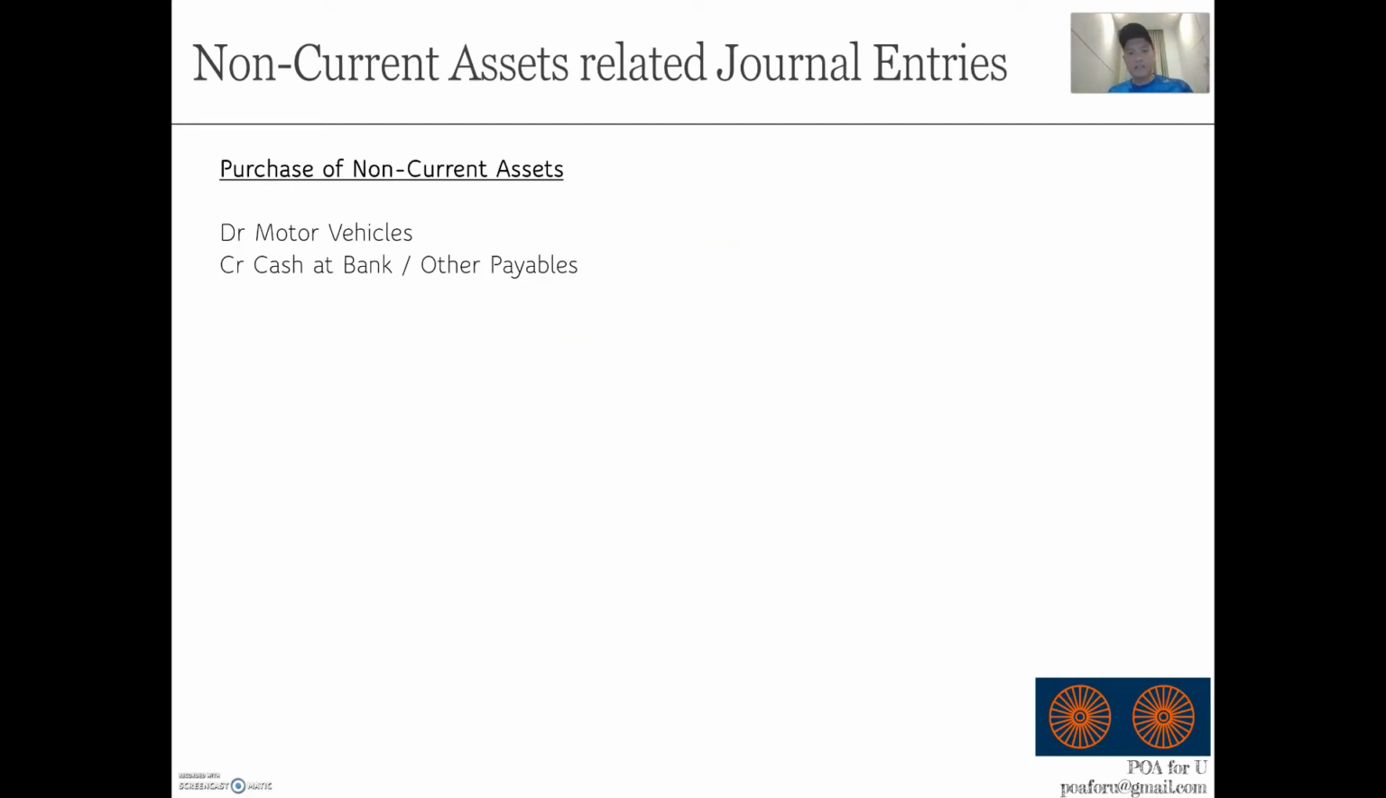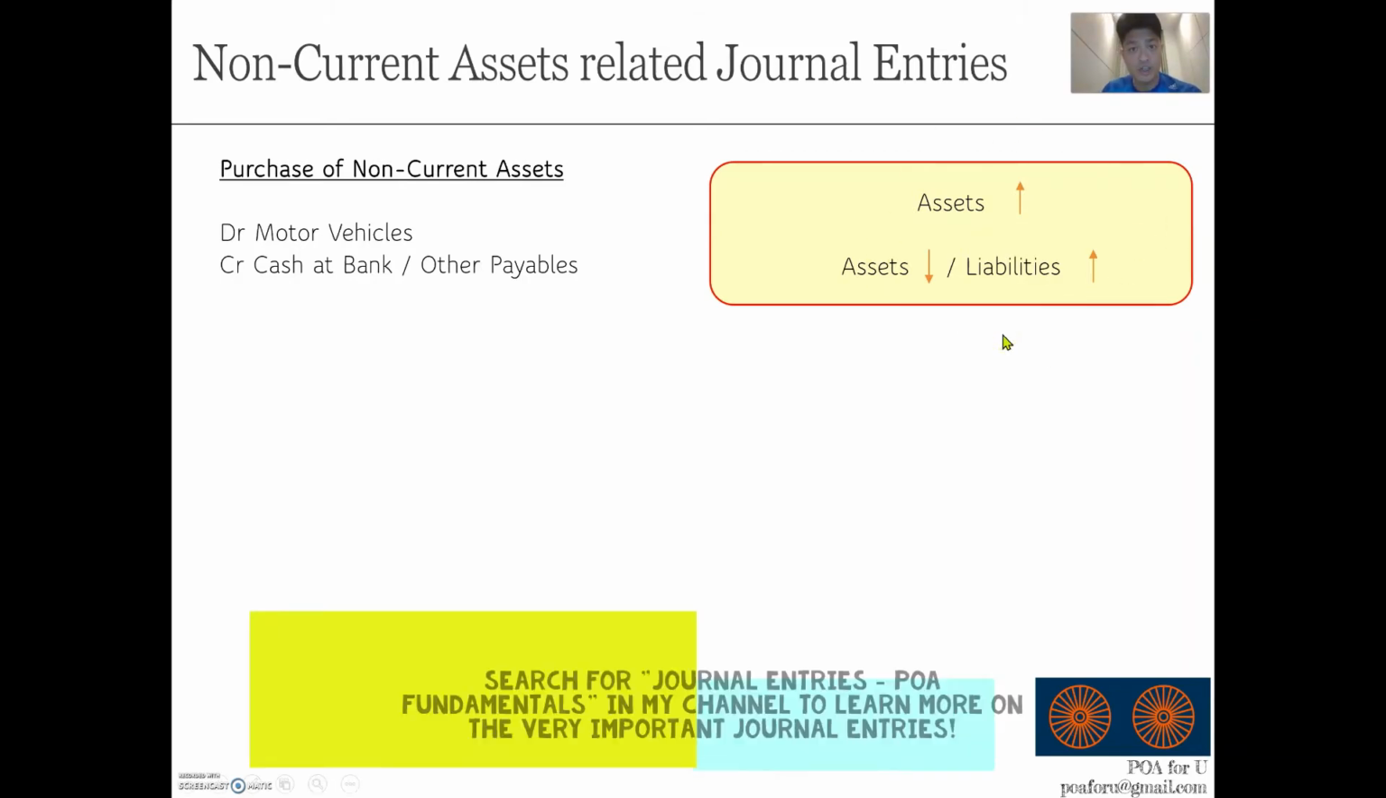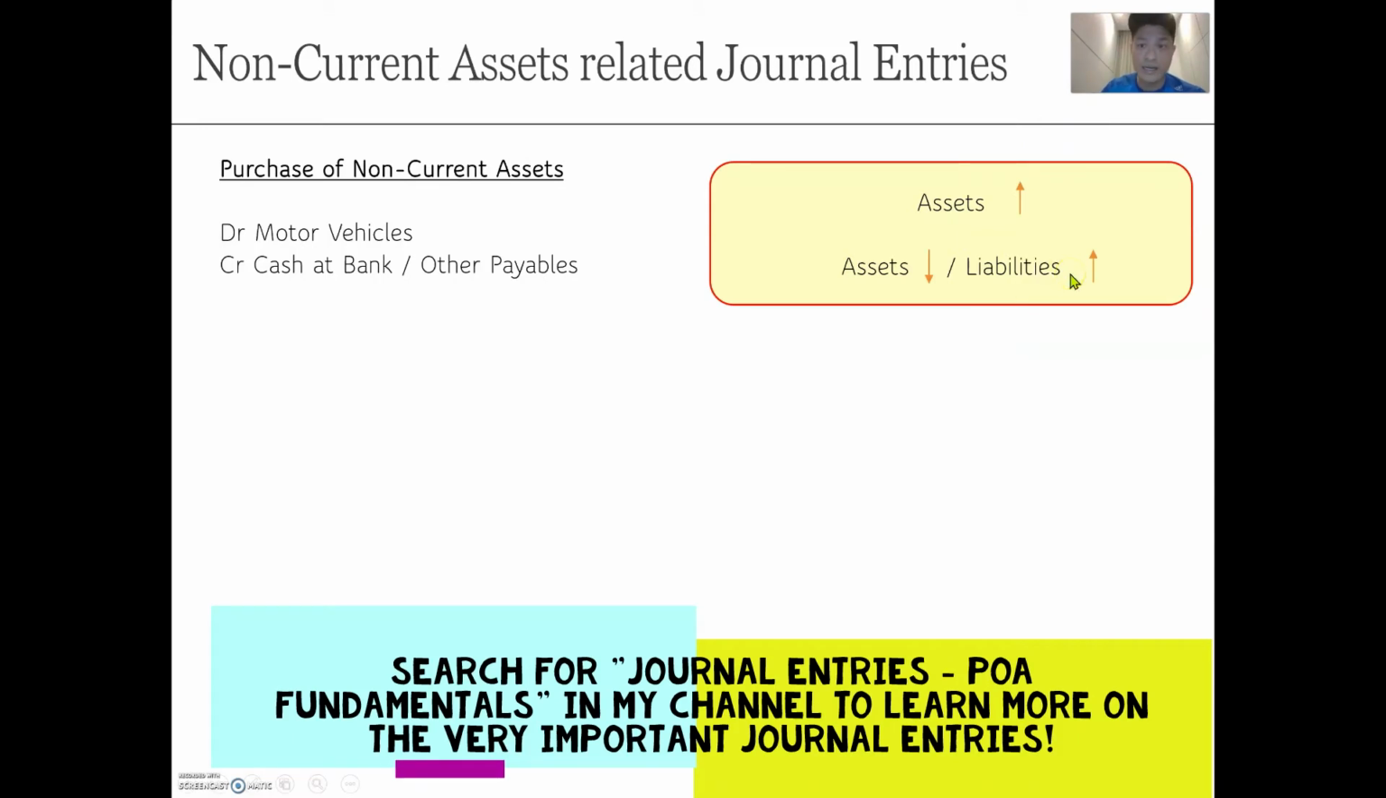Purchase of non-current asset, straightforward. You buy an asset, so the asset goes up, so you debit motor vehicles and you credit. If you bought it through a check, then it's credit cash at bank and/or credit other liabilities. Take a look at the rationale here. I've got a lesson on journal entries, so if you don't understand this, go and look at that lesson or send me a note as well.